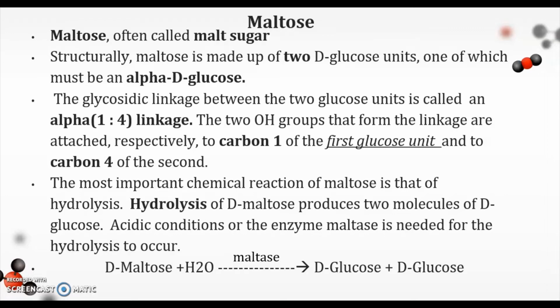Maltose is a reducing sugar because the glucose unit on the right has a hemiacetal carbon. This is in carbon number 1.